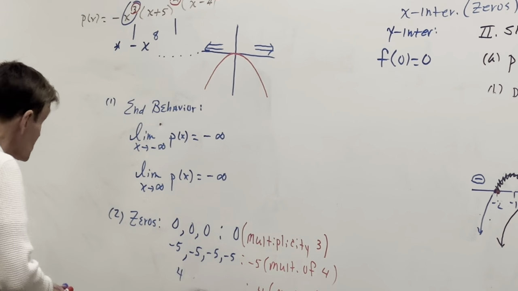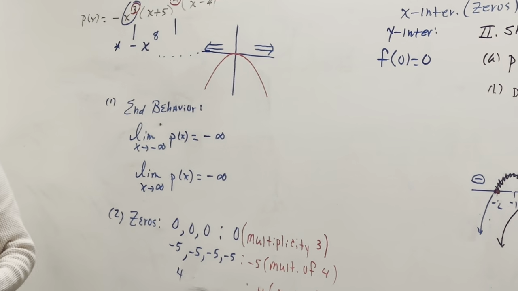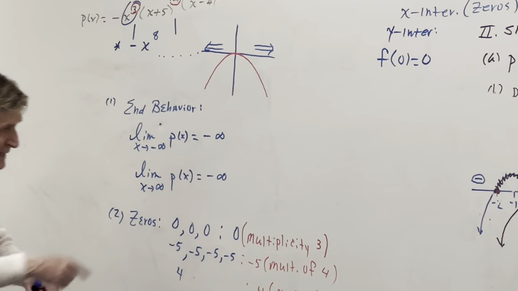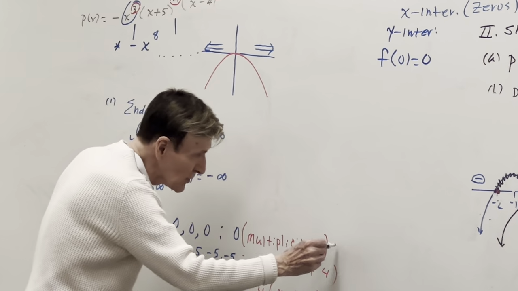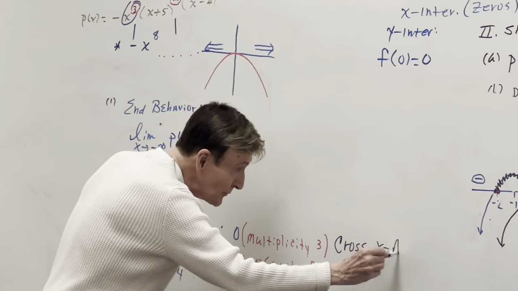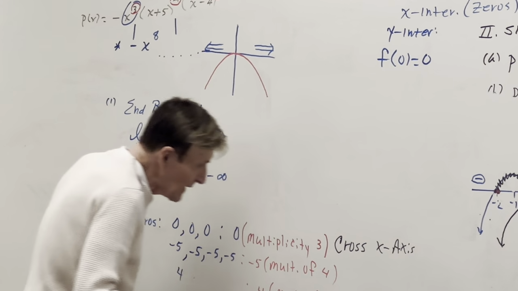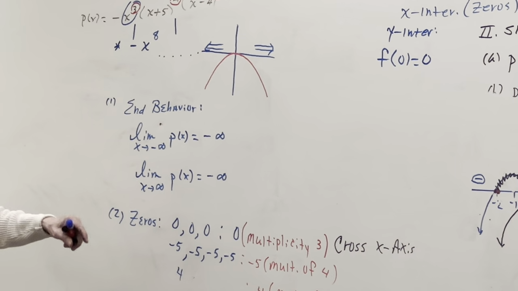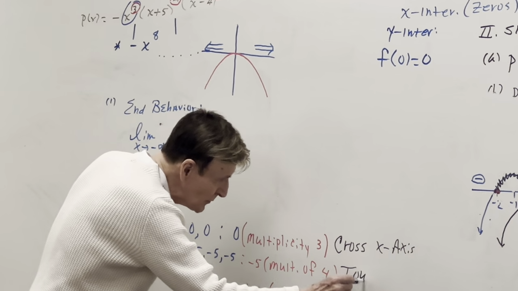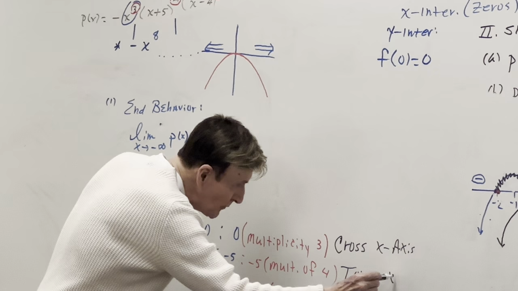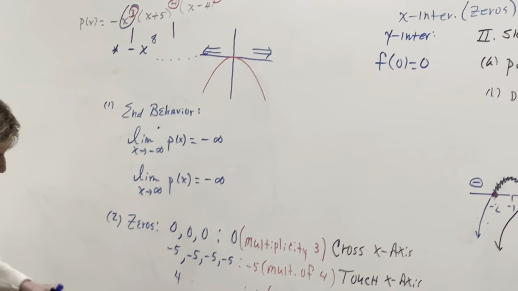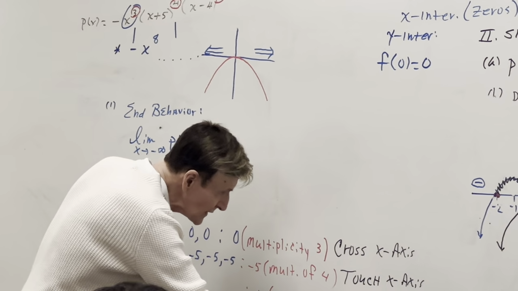Guys, got end behavior, got zeros. Oh my goodness, I heard cross, touch. Let's get that out of the way right now. On the first one, it's a multiplicity of 3. Since 3 is odd, it's going to cross the x-axis. Now the next one, I see -5 has a multiplicity of 4. 4 is even, it's going to touch. I see 4, multiplicity of 1, 1 is an odd number, we'll cross again.